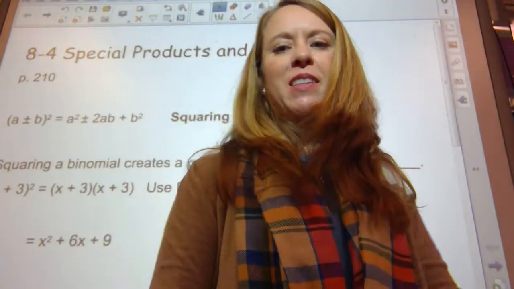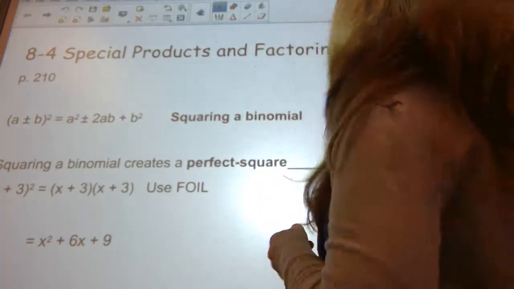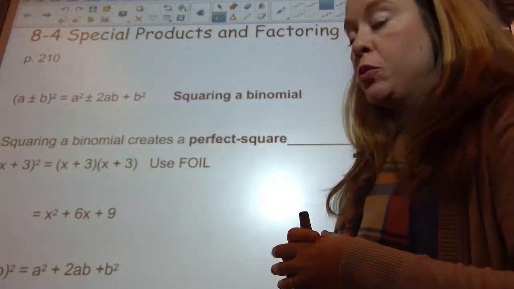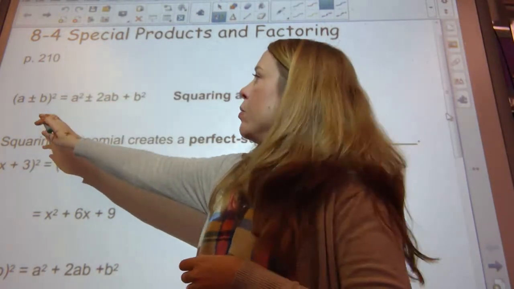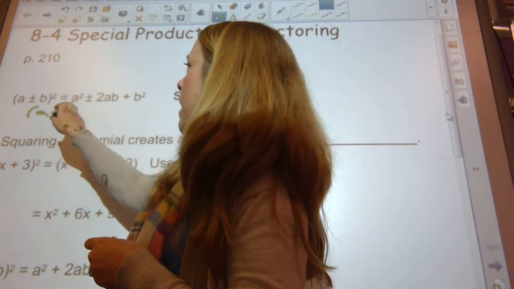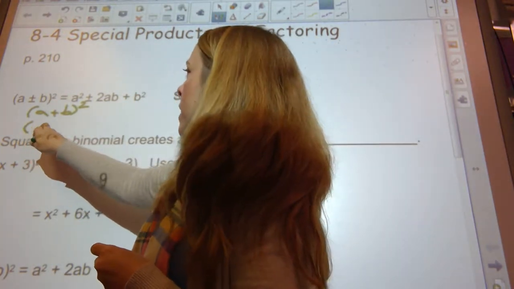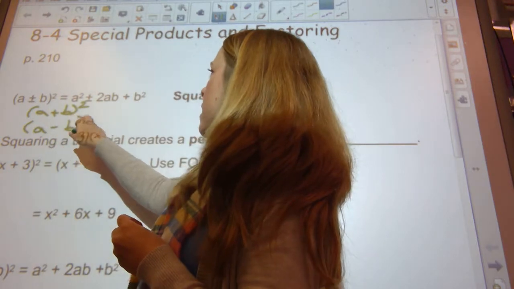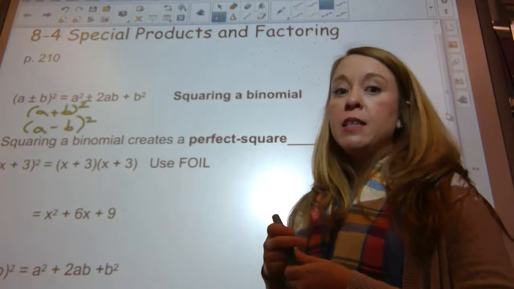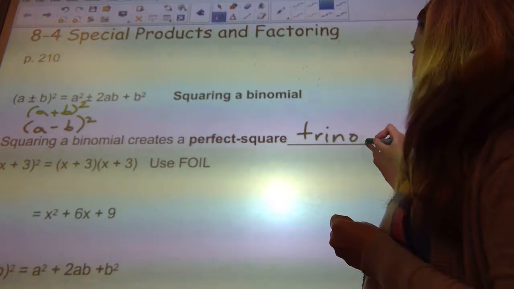Hi, today we're talking about factoring perfect square trinomials, okay? So a binomial, that means it has two terms. If you square it, we can talk about squaring a binomial that has a plus in the middle, and we can also talk about squaring a binomial with a minus in the middle, okay? And if we do that, we're going to get a special kind of trinomial, which is called a perfect square trinomial.